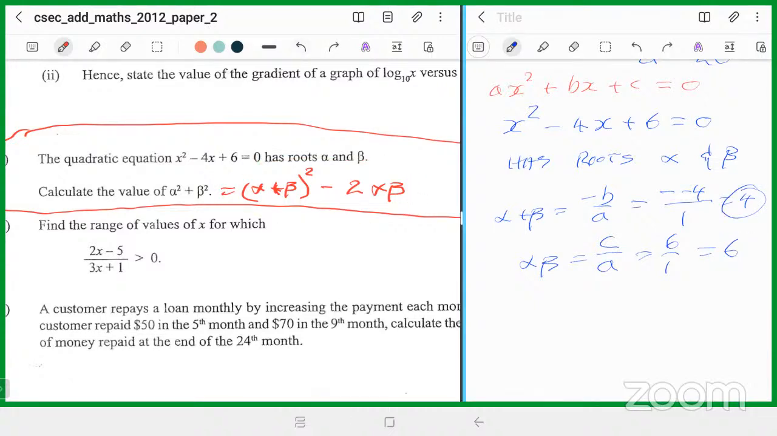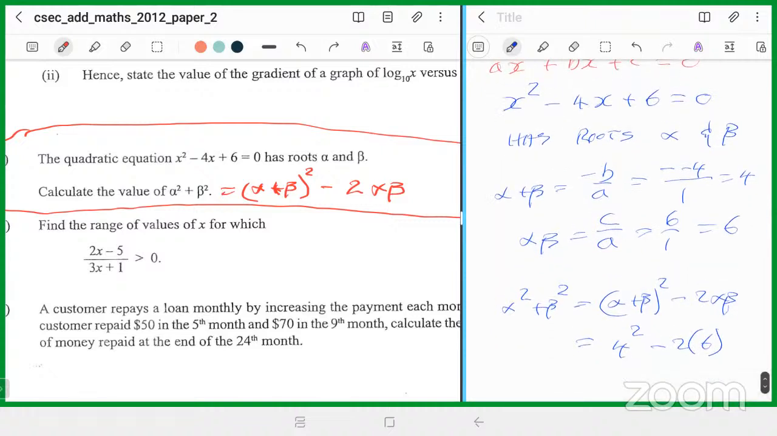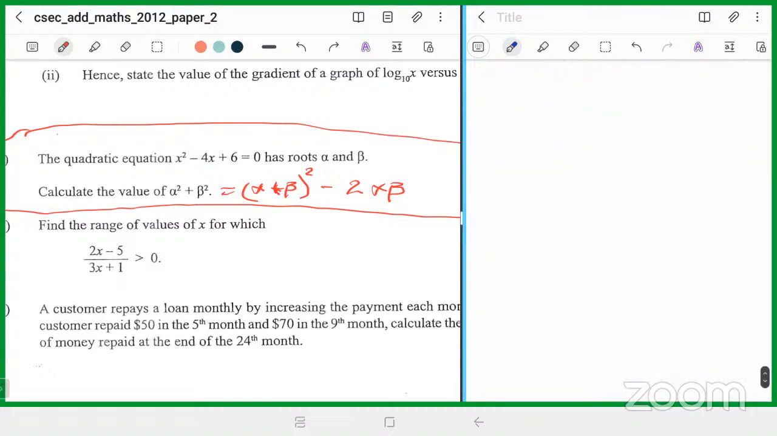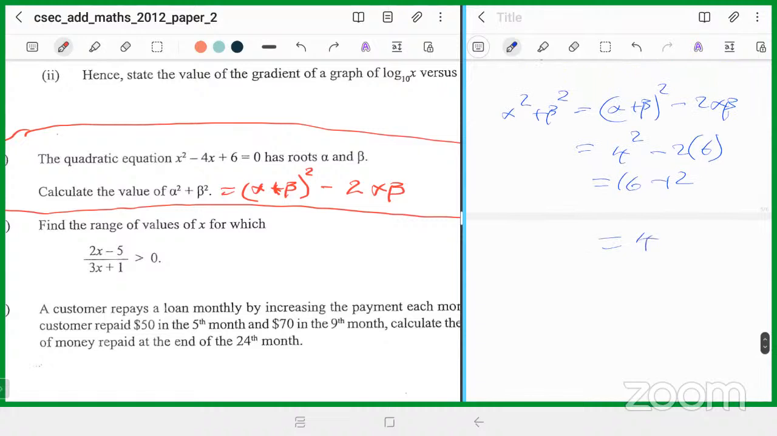All right, and we can literally just write it out that alpha squared plus beta squared is alpha plus beta all squared minus 2 alpha beta. And so we're using these values. So it's 4 squared minus 2 times 6. That's what it is. 4 squared minus 2 times 6. That becomes 16 minus 12. And 16 minus 12 is 4. That's the answer, 4.